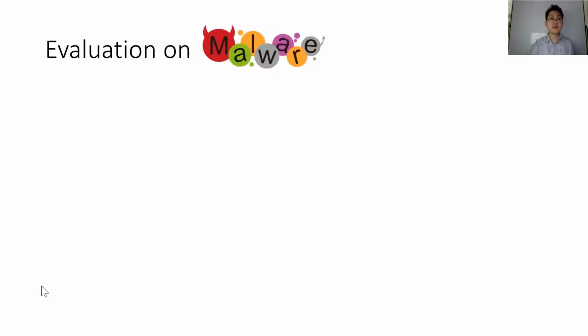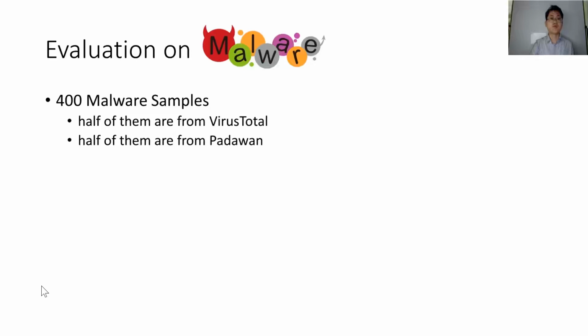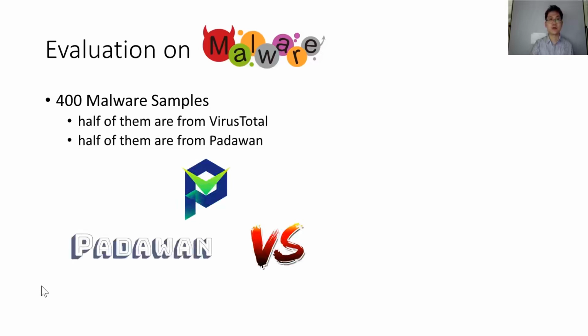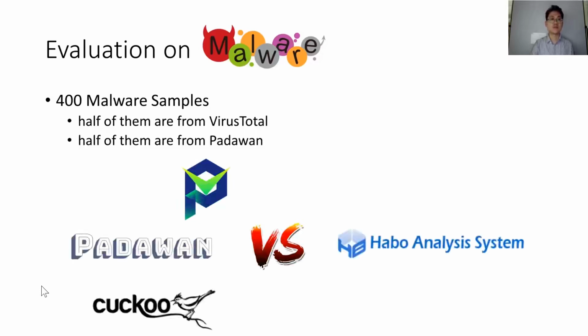The second set of experiments is to evaluate PMP with the real-world malware samples. We use 400 malware samples. Half of them are acquired from VirusTotal, and the other half fall into the set of malware used in the Pandora project. We compare the malware analysis result of PMP with that of other malware analysis tools, including Pandora, Harbor, Cuckoo, as well as X-Force.